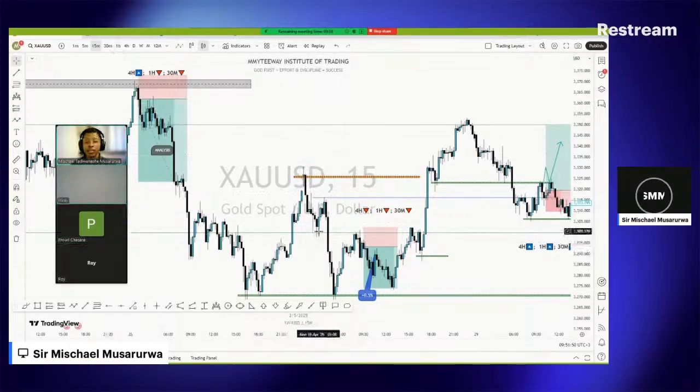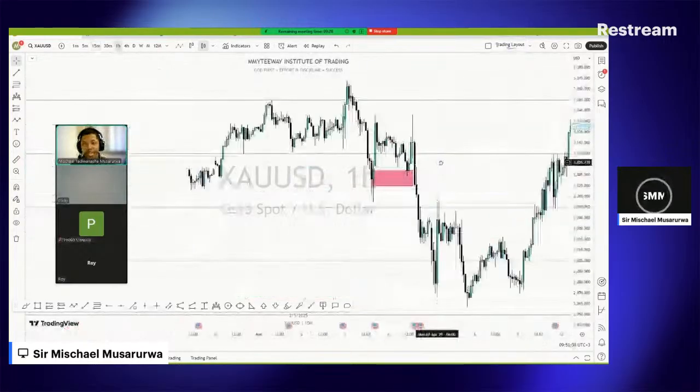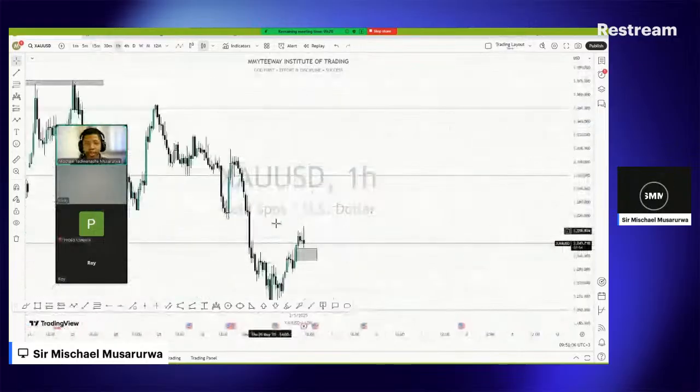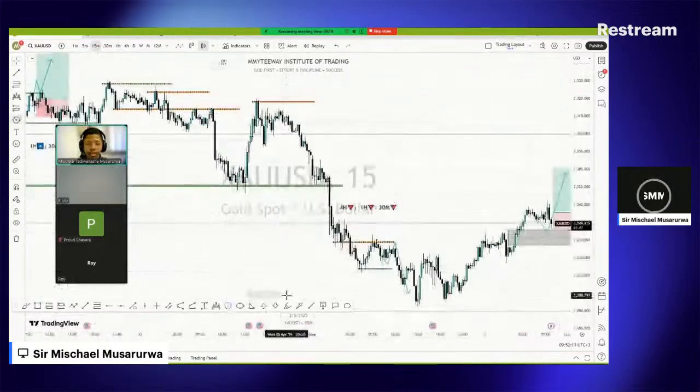Exactly. We have a psychological level being used as a what? As a resistance. This is excellent. And now let's move to other time frames. Right? Let's just move to other time frames.